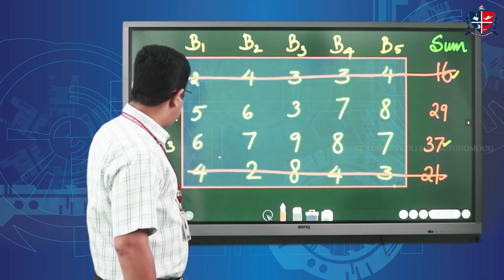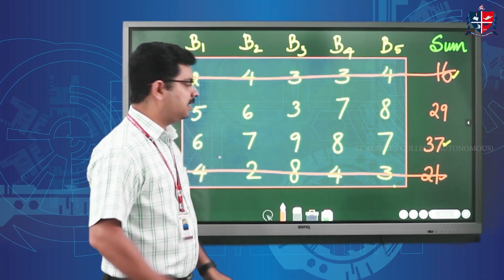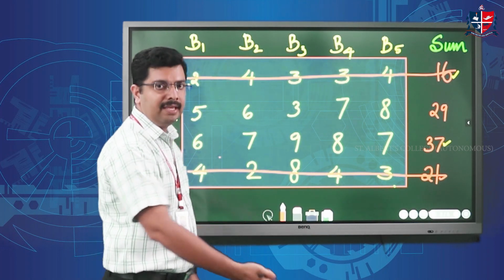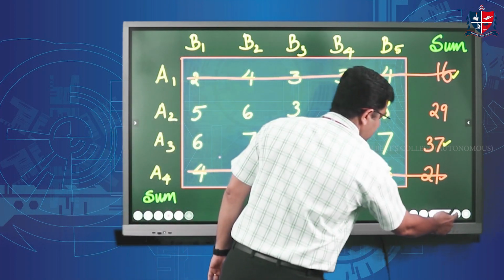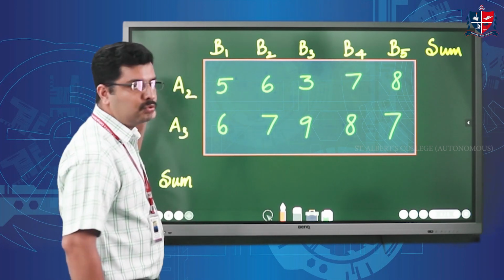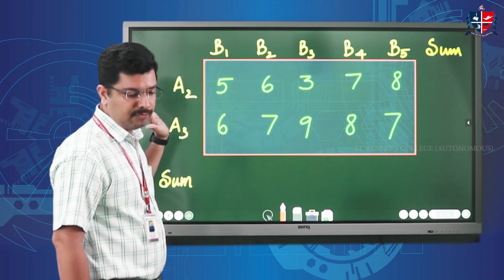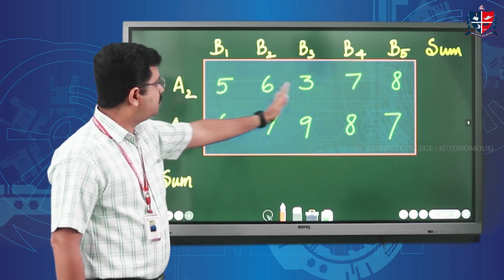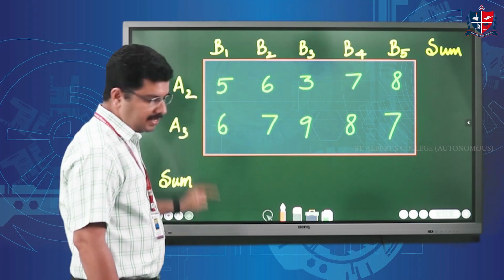So what is left is A2 and A3 and the balance. With this, we have to make a new tabular column. So this is the new tabular column. I have just taken those two rows which are not eliminated and which were remaining. So we have to first of all again find the sum of A2 and A3.